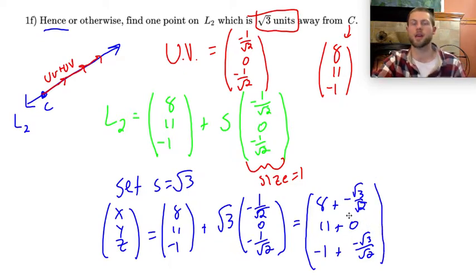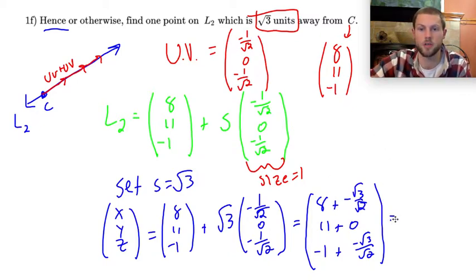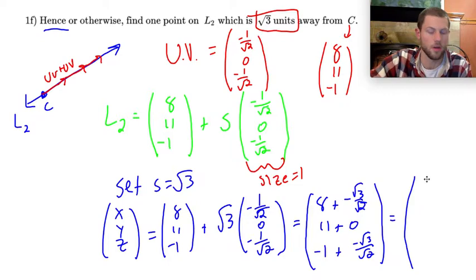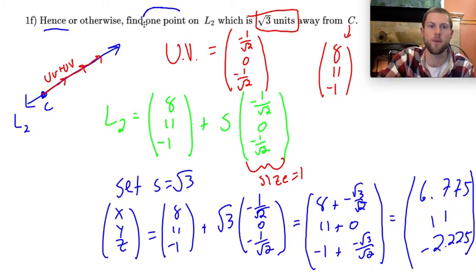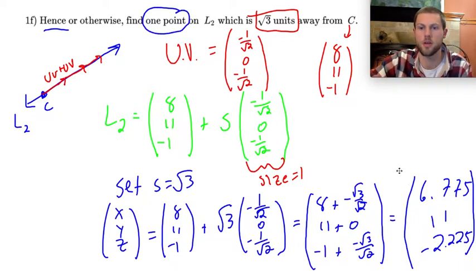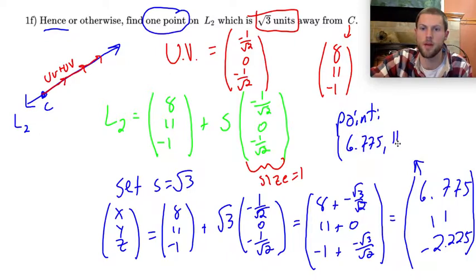So this is kind of an ugly number, but I can just type this into the calculator and get a decimal approximation. So this is going to be the position vector of 6.775, 11, and -2.225. It looks like I'm done, but I actually am not quite finished because I want to find a point on L2. So these are the right numbers. I just need to express this as a point. So my point is going to be given as 6.775, comma 11, comma -2.225.